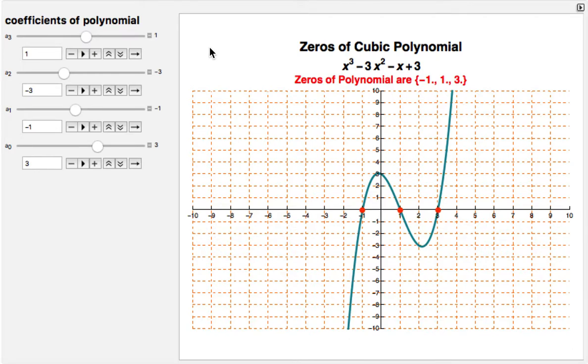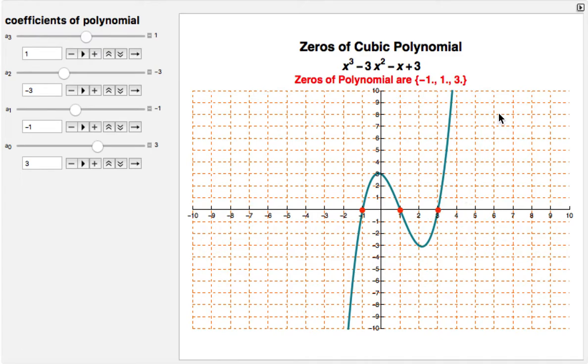To find the zeros of a cubic polynomial, just like finding the zeros of a linear polynomial or a quadratic polynomial or any polynomial when graphed, you have to look at where the function crosses the x-axis. So here it crosses the x-axis at -1, 1, and 3.